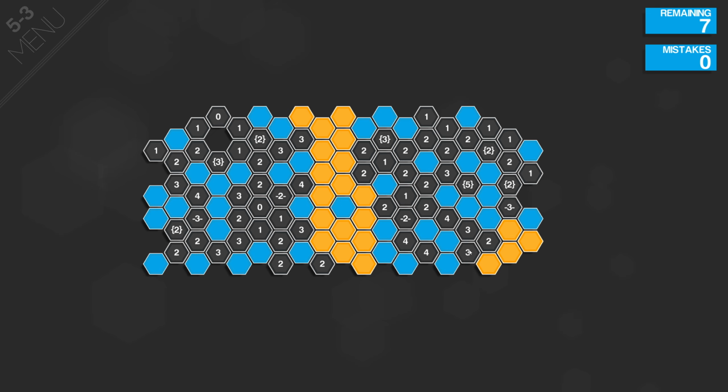That 3 needs a third. This 3 needs a third. This 2 has 2 2s. And that 3 needs a third. Now just what remains in the center here.